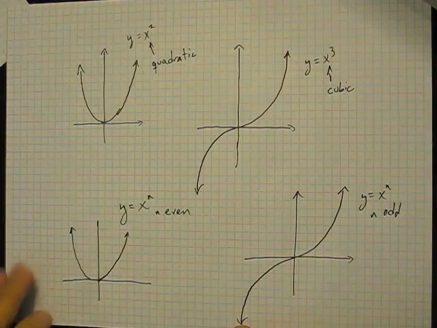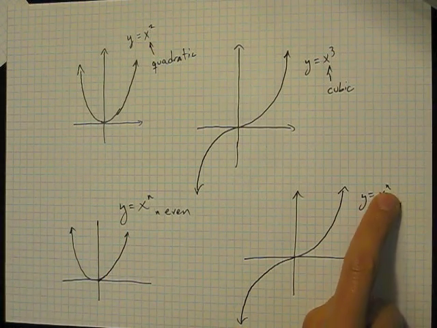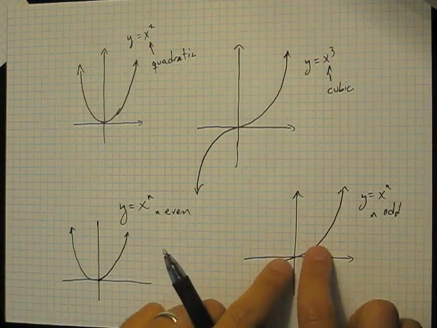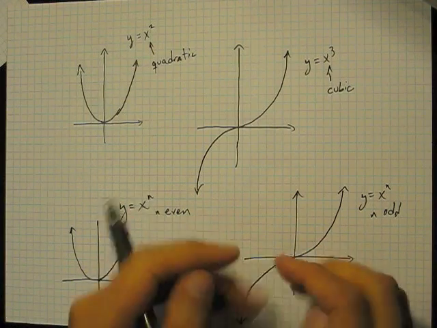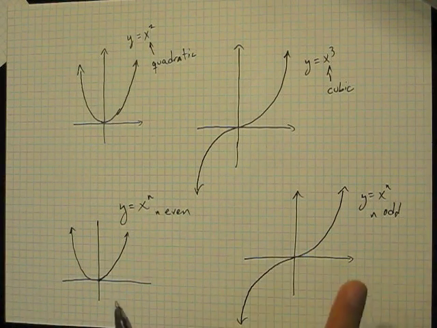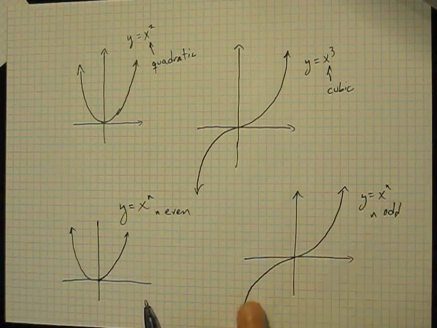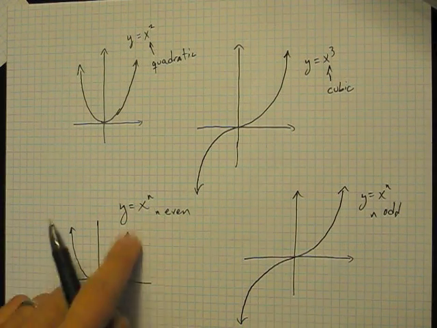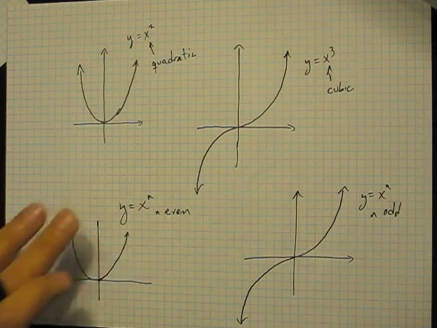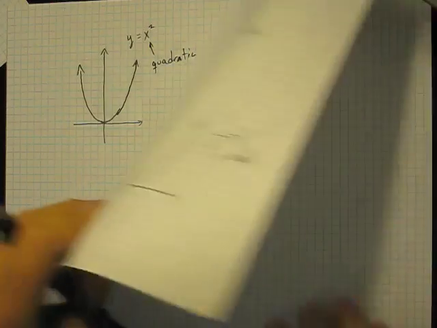And all that really happens is that the higher and higher you make that n value, the more and more horizontal the graph will look at this point. But in general, when n is odd, it has this behavior, and when n is even, it has this behavior. All right, polynomials.